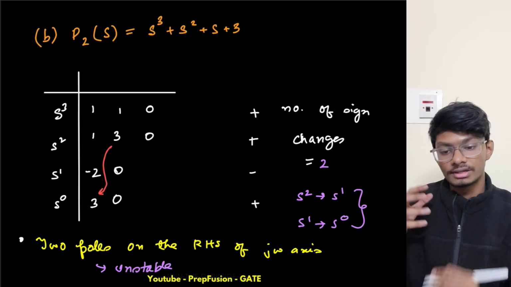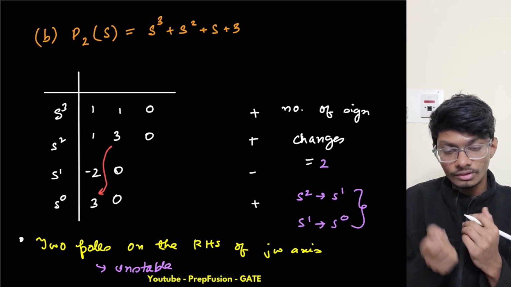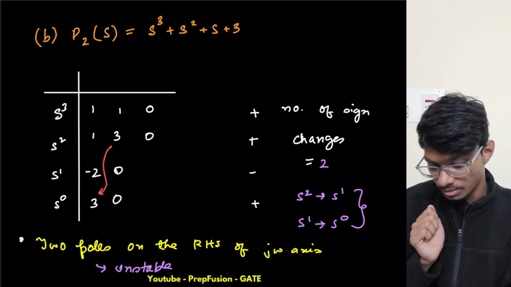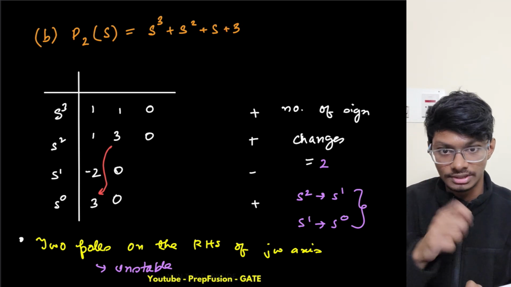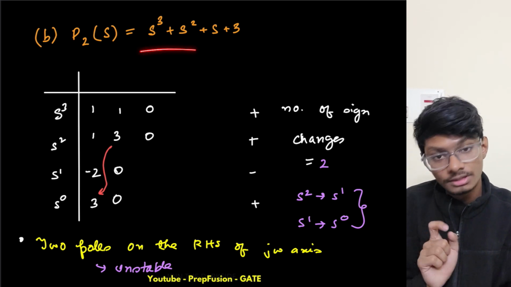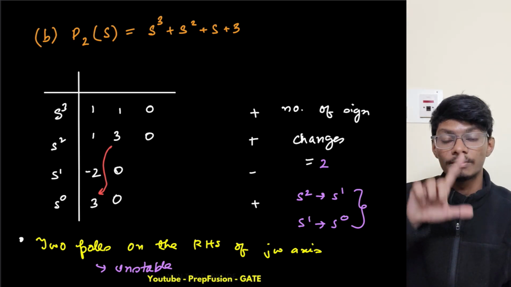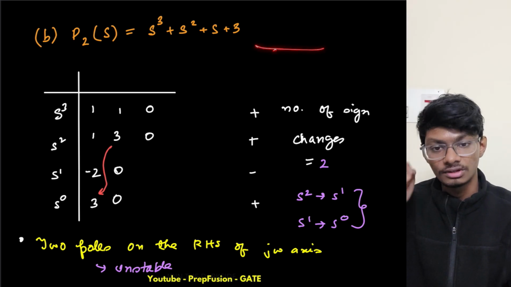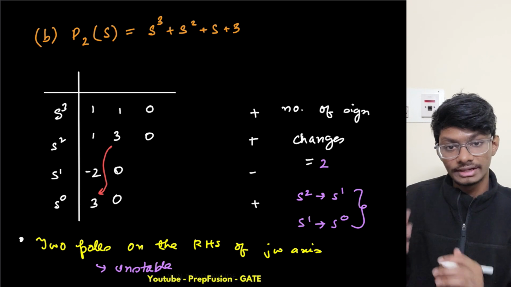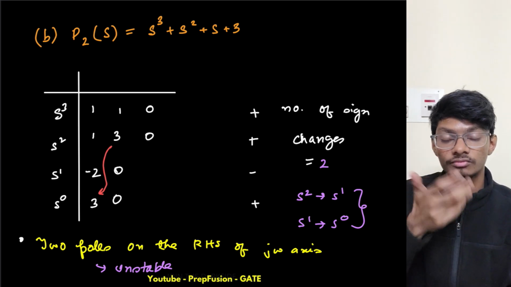But for my pole to lie on the origin, what is needed? The constant term should be 0. Is it 0 here? No, it isn't 0. Hence that option is gone; 0 is not a solution. Hence my pole will lie on the left hand side of the j omega axis. Like this you can evaluate where the remaining pole will lie.